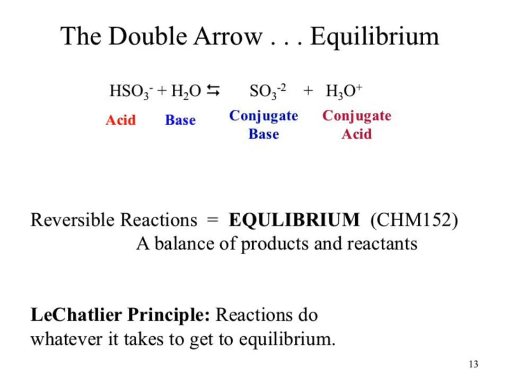When I run a reaction, all reactions have the potential to reverse. How much do they reverse? In 130, they tend to reverse very small amounts. And in 151, they reverse very small amounts. Those amounts are so small that we generally just say the reaction goes from left to right and we're done. We ignore the reverse reaction.